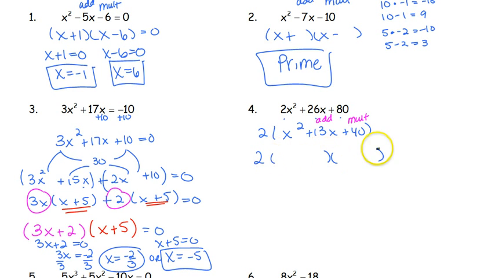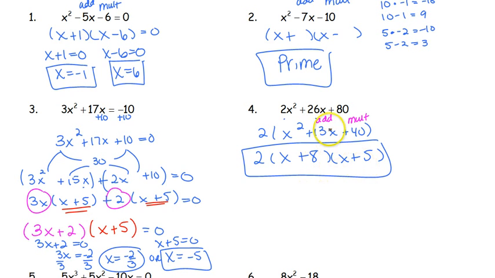So I set up my pieces. I have a sum and a product that are both positive. That means both my numbers are positive. Two numbers that multiply to 40 and add to 13. Think, think, think. 8 and 5. 8 times 5 is 40. 8 plus 5 is 13.